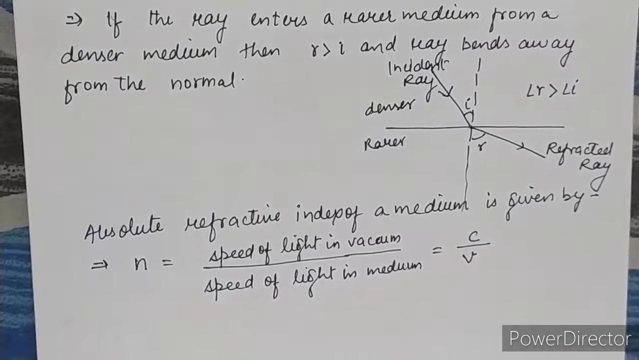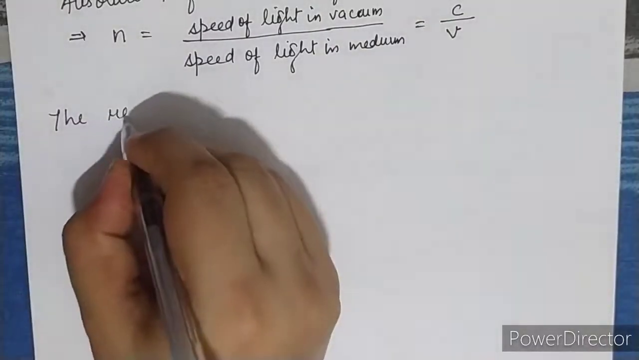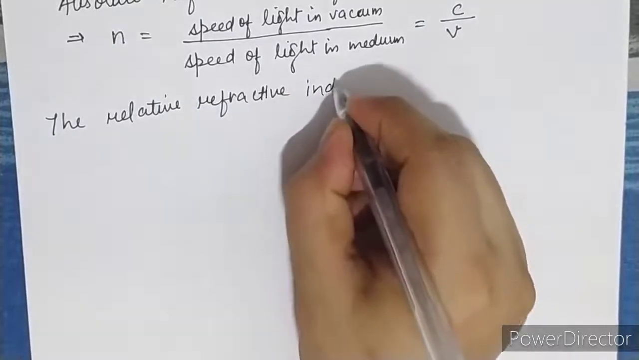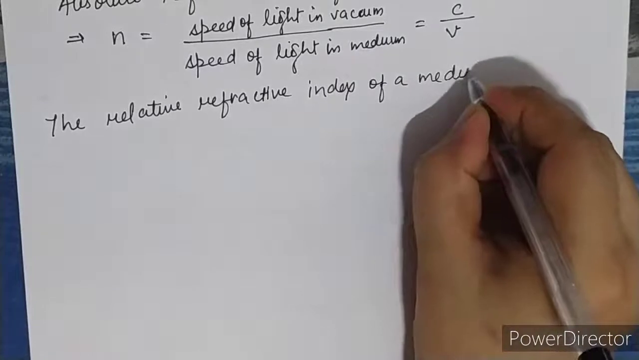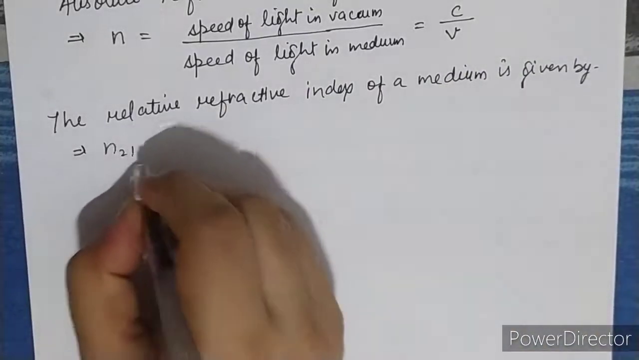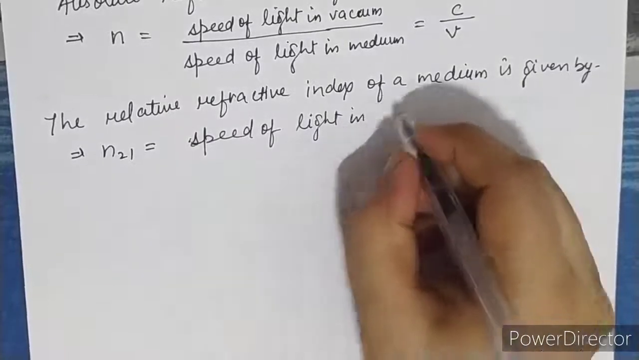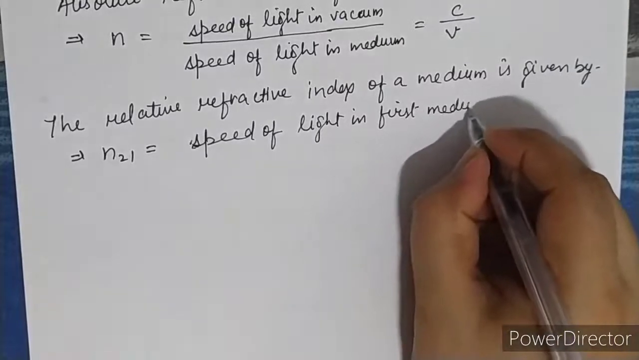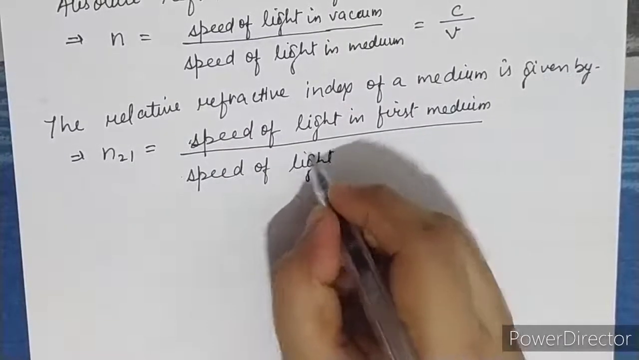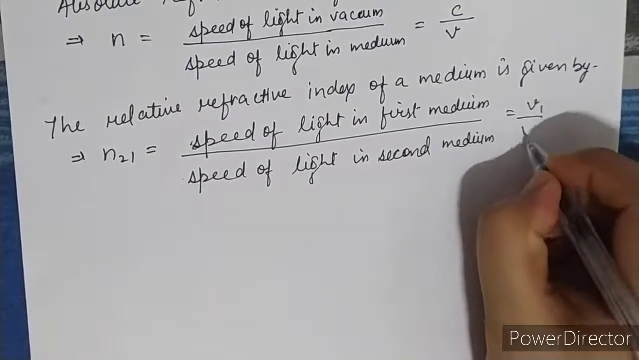Okay, and for a normal medium we can write the formula: the relative refractive index of a medium is given by n21 is equal to the speed of light in the first medium to the speed of light in the second medium, meaning v1 upon v2.